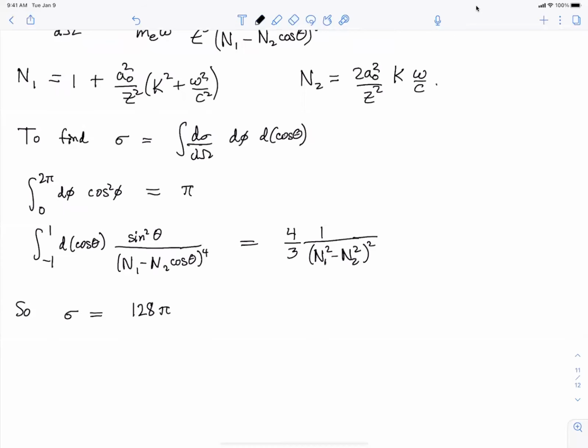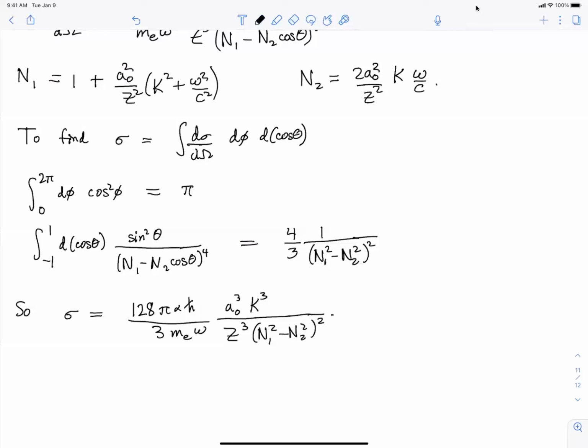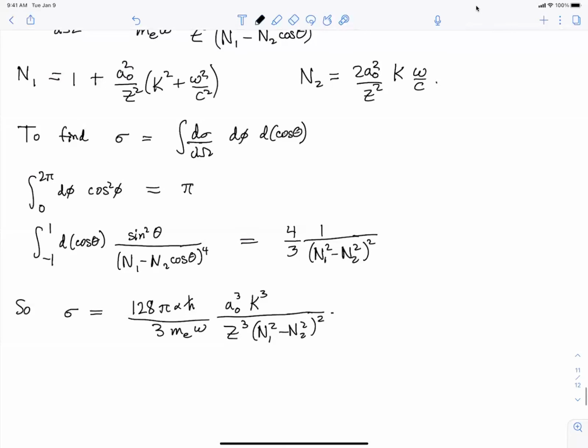128 pi fine structure constant h bar over 3 mass of the electron omega, Bohr radius cubed, k cubed over z cubed, n1 squared minus n2 squared, you just plug in those numbers, squared. Okay, so there's our formula we've worked out for the total cross section.